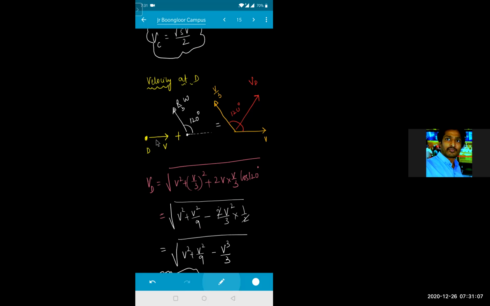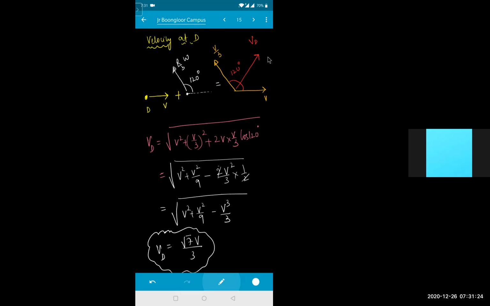So if I add this vector here, the angle between V and this R by 3 omega, since R omega is V, so this is V by 3. So the angle between them is 120. You know cos 120 is how much? Cos 120 is minus 1 by 2. So now I'm writing that one. Velocity of D is under root of V square plus V by 3 whole square plus 2V into V by 3 into cos 120. Cos 120 is minus 1 by 2.